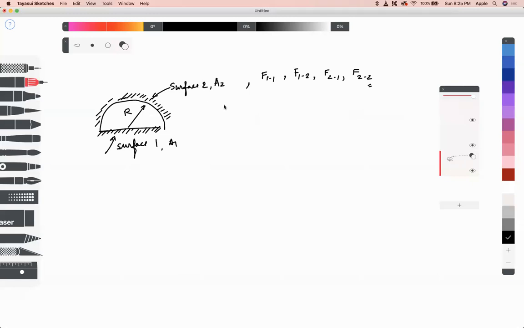Now the first thing that we are going to do, let us find the areas. So A1, since it will appear as a circle, will be pi r square. And since it's a hemisphere, surface area 2 is a hemisphere, and the surface area of a sphere is 4 pi r square. So for a hemisphere, it will be 2 pi r square.